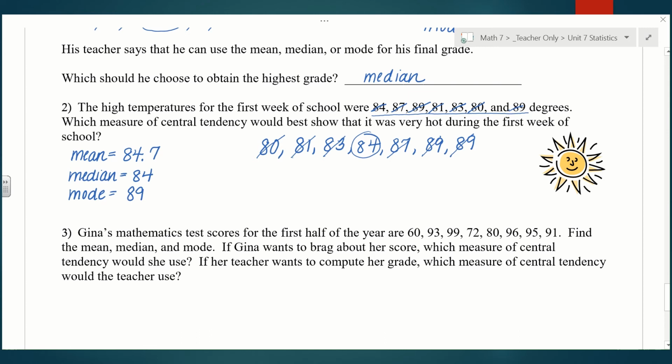So in order to prove how hot it was during the first week of school, the one I'm going to want to use is the mode, because that is the highest temperature I get from the 3 measures of central tendency.